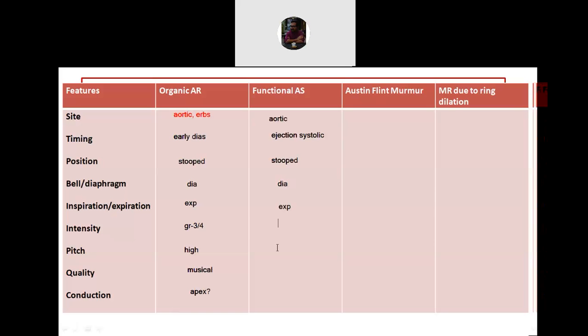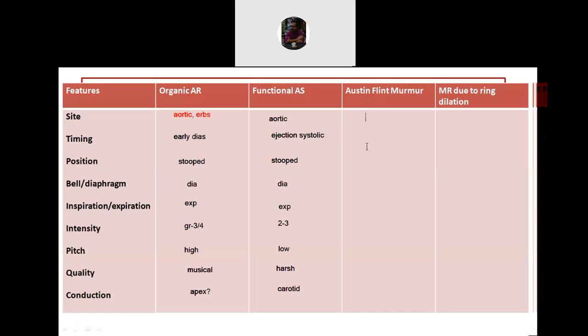As usual, we will start the hemodynamic discussion with the fundamental pathology. That is, aortic valve cannot close during left ventricular diastole. That is the main problem. As aortic valve cannot close during left ventricular diastole, this causes backflow of blood from aorta to left ventricle.